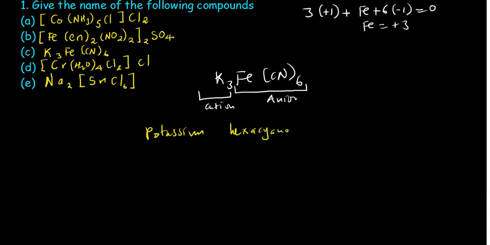And then now, because iron is appearing in the anion, it's not appearing as a cation, you're not going to name it as iron. So that will become now ferrate. The charge is positive 3, so put in Roman numerals. So that is going to be the name, potassium hexacyanoferrate(III).